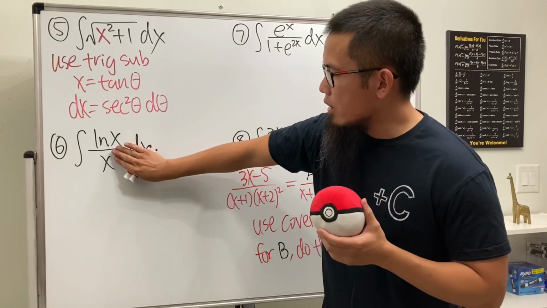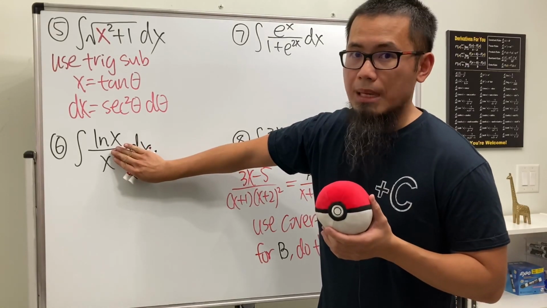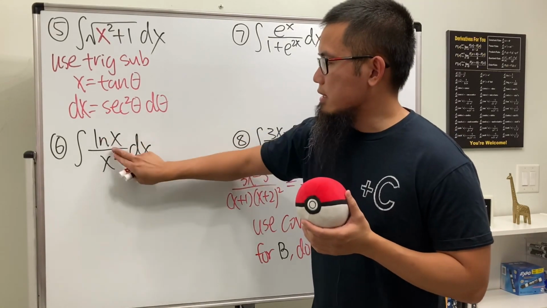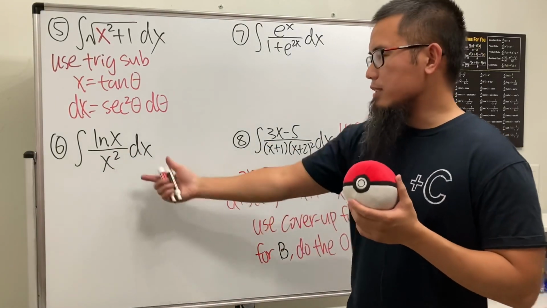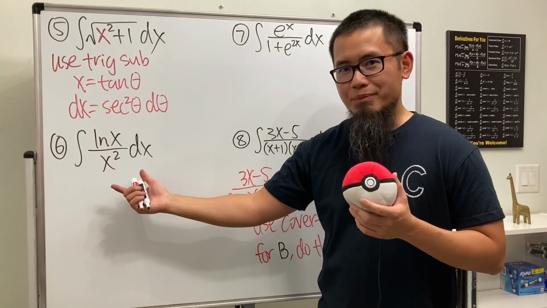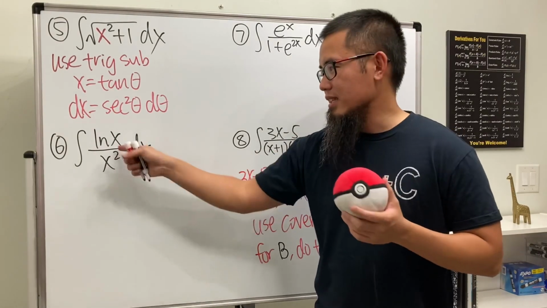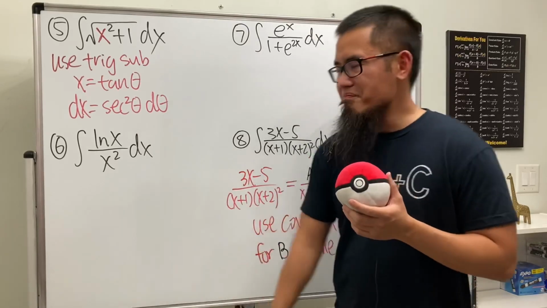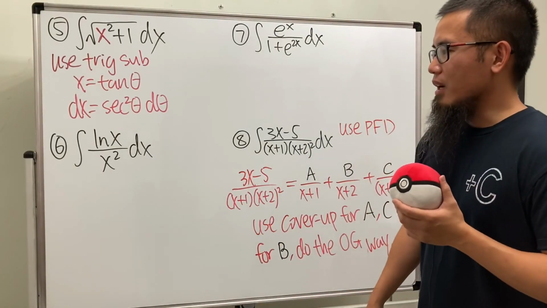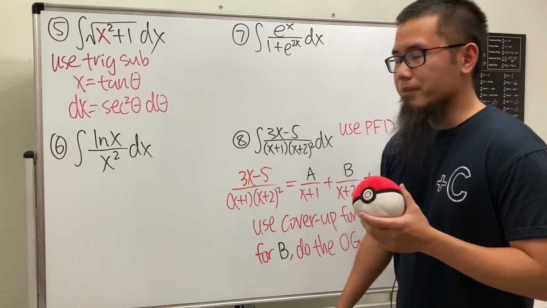If we don't have the square, then again we can do u sub. Let u equal ln x, and that will work out nicely. But we do have the square though. And of course, this right here, can we do partial fractions? No, because it has the ln, right? And can we do u sub? Maybe not so much. You could, but it's a little bit longer.